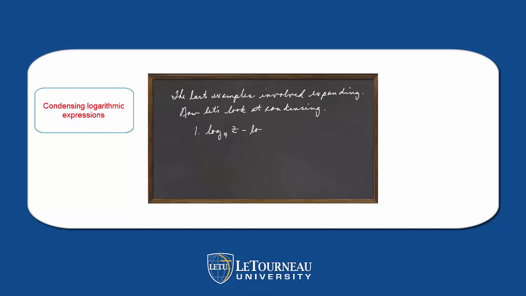Now, the last examples involved expanding. Now let's look at condensing them. For example, if I give you the log base 4 of z minus the log base 4 of y, we write that as the log base 4 of z over y. Real easy. Put it back where it came from.